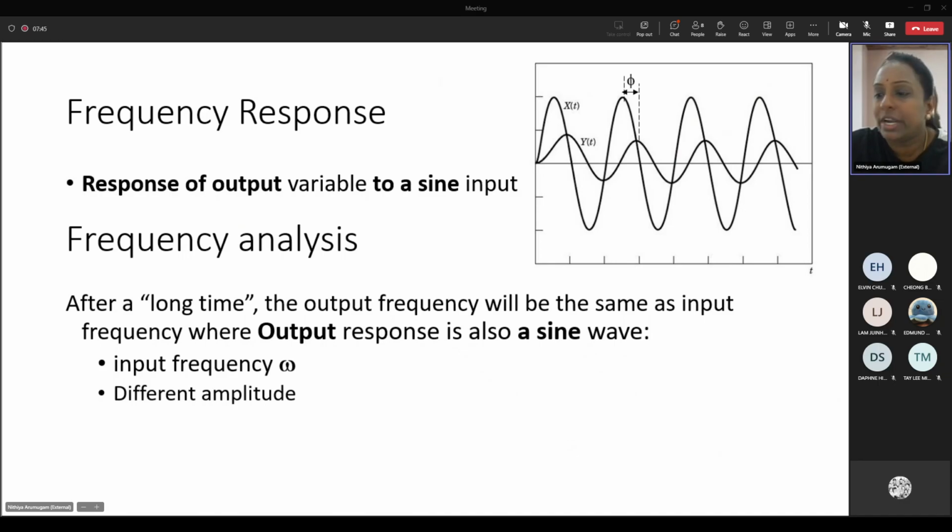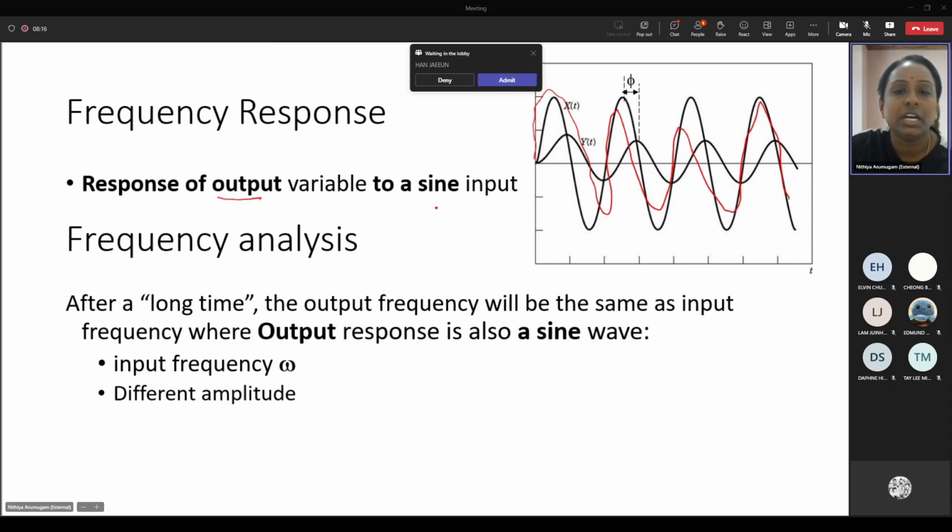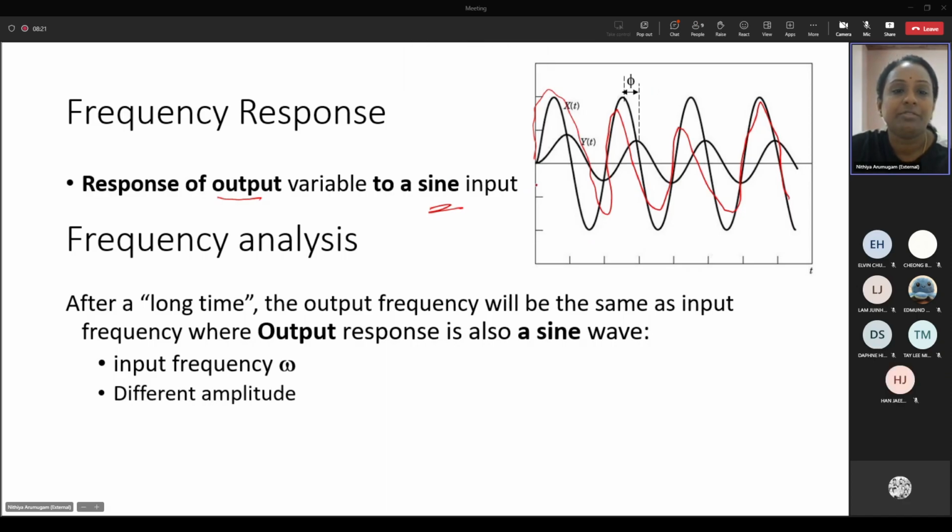Okay, so what is frequency basically? Frequency is basically the oscillation shown here, or we also call that a sinusoid. Okay, so from here we can determine which one is the input signal, which one is the output signal, and so on. So frequency response is basically the response of an output variable to a sine input. So the shape of the graph, we call that a sine wave graph.